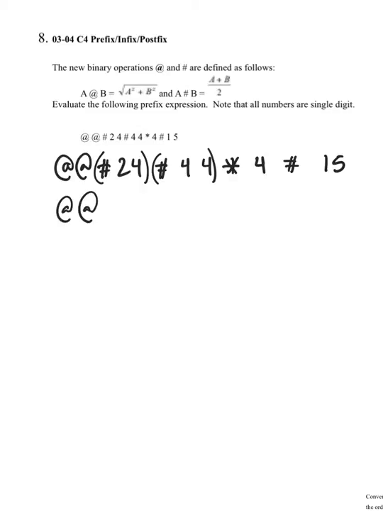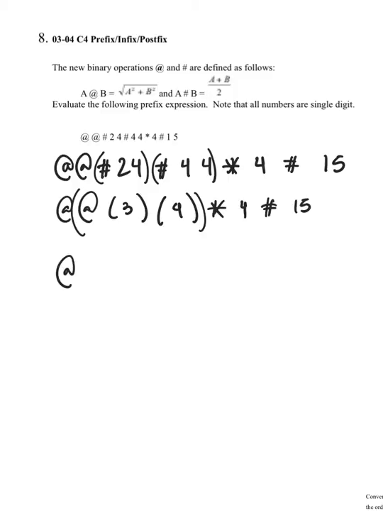So I'm going to carry down the terms I didn't already use. So that's two ats. That becomes a 3. Hashtag 44 becomes a 4. Then carry down the multiplication sign 4, hashtag, and 1, 5. Okay, so the at symbol 3, 4 is another prefix expression.